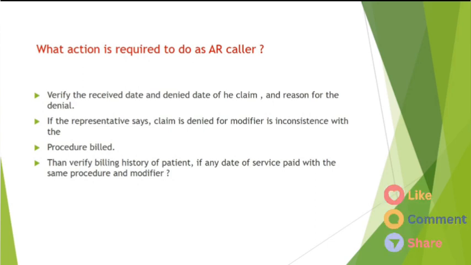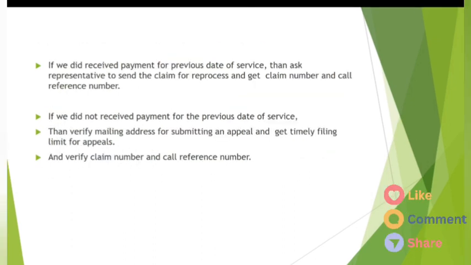Verify the received date and denied date of the claim, and the reason for the denial. If the representative says the claim is denied because the modifier is inconsistent with the procedure billed, then verify the billing history of the patient, whether any date of service was paid with the same procedure and modifier. If we did receive payment for a previous date of service, then ask the representative to send the claim for reprocessing, and get the claim number and call reference number.